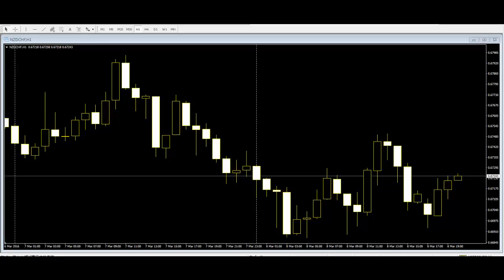If it closes below the open price of the first candlestick, it is called a bearish engulfing pattern. This is a strong bearish reversal pattern also.